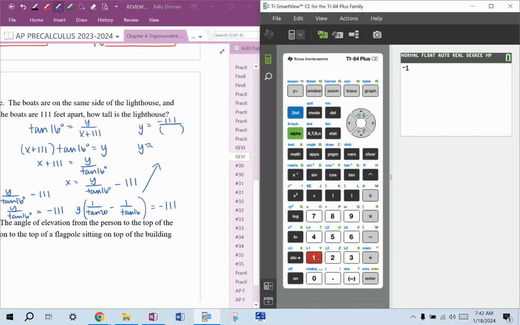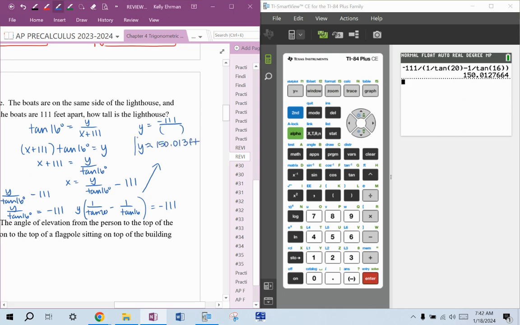So negative 111 divided by, parentheses around the denominator, 1 over tangent 20, close the angle, minus 1 over tangent 16, close the angle, close the denominator. And so for y, I get 150.013. And that's measured in feet. And that's my final answer. I was trying to solve for y, and I have y.